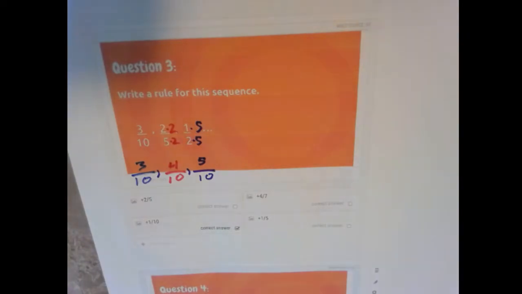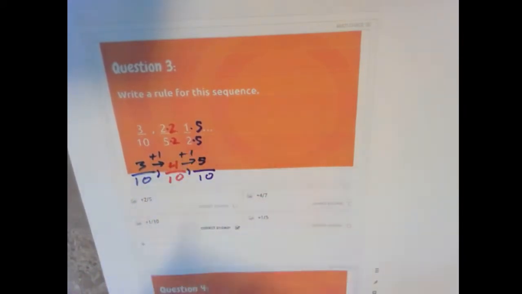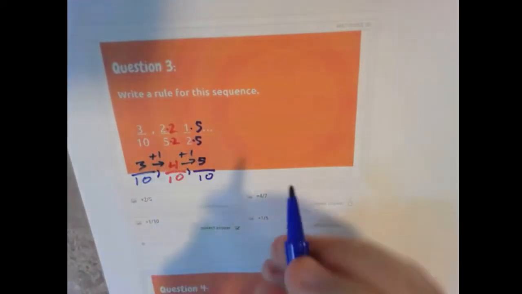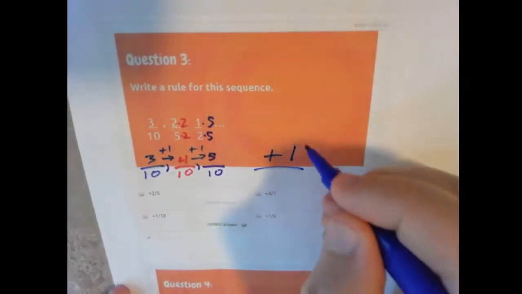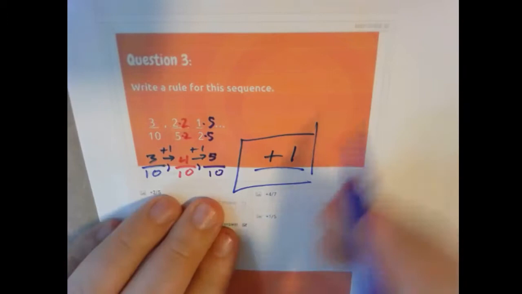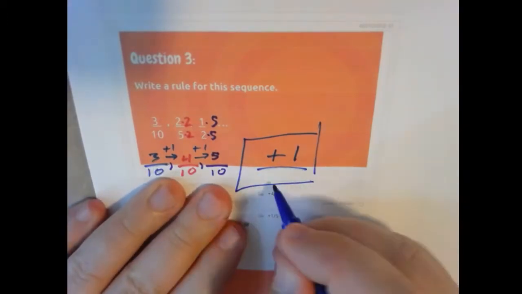So what is the change? What is the step that's happening each time? So 3 to 4 plus 1. 4 to 5 is plus 1. So we have a consistent change of plus 1. And what is that common denominator that we have? We're changing by 1/10, right? 3/10, 4/10, 5/10. So plus 1/10 is our answer.